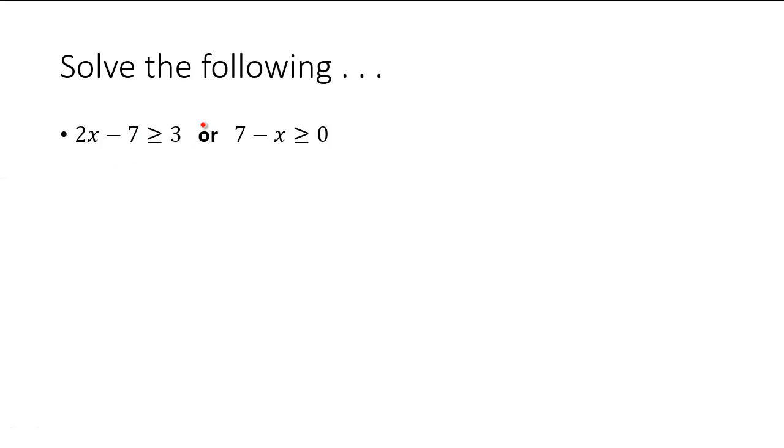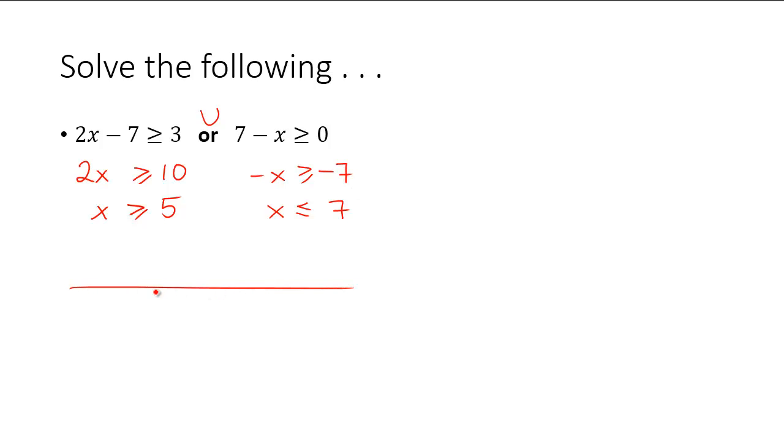Another example, this one's OR. So let's add 7, so 2x greater than or equal to 10, x greater than or equal to 5. On this side, we can subtract 7, we have negative x greater than or equal to negative 7. Multiply or divide by negative 1, changing the sign, giving us x less than or equal to 7. Let's look at what those look like. We have x greater than or equal to 5, and x less than or equal to 7.